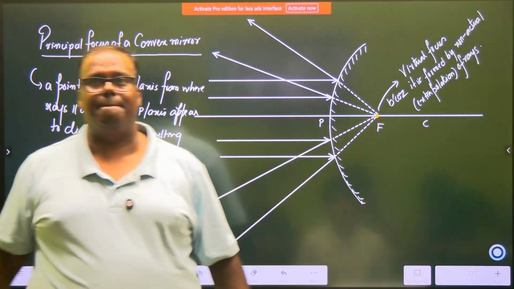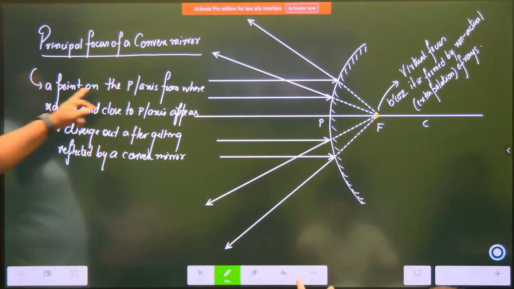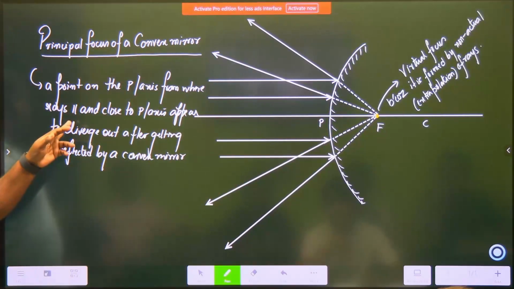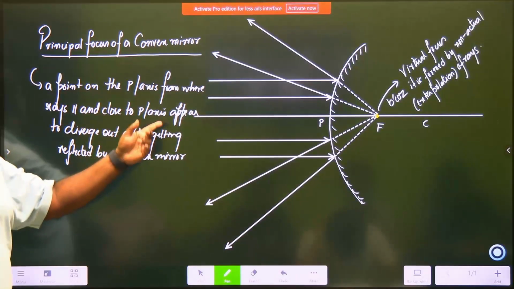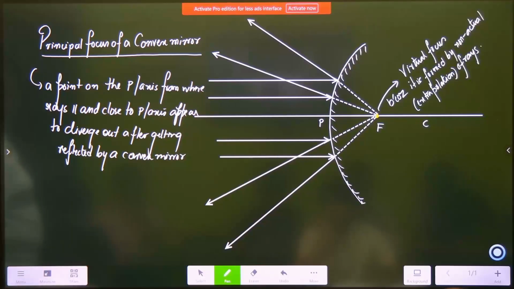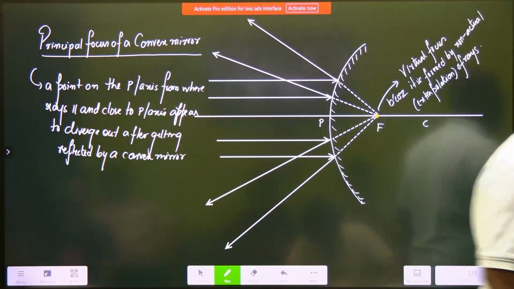Sir, what does it say after rays? Where? This one, a point on the principal axis. Rays parallel. Better start using some shortcuts. Rays parallel and close to the principal axis. Parallel, I'm using the mathematical symbol of parallel. Two lines appear to diverge out after.